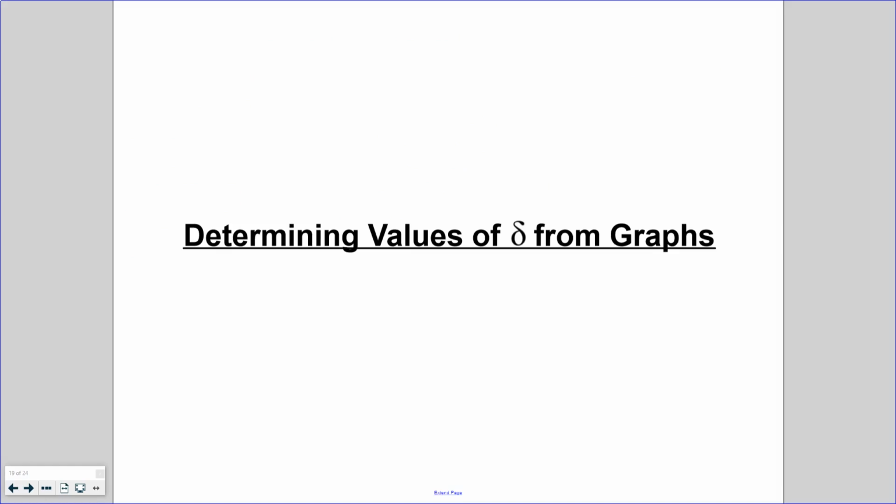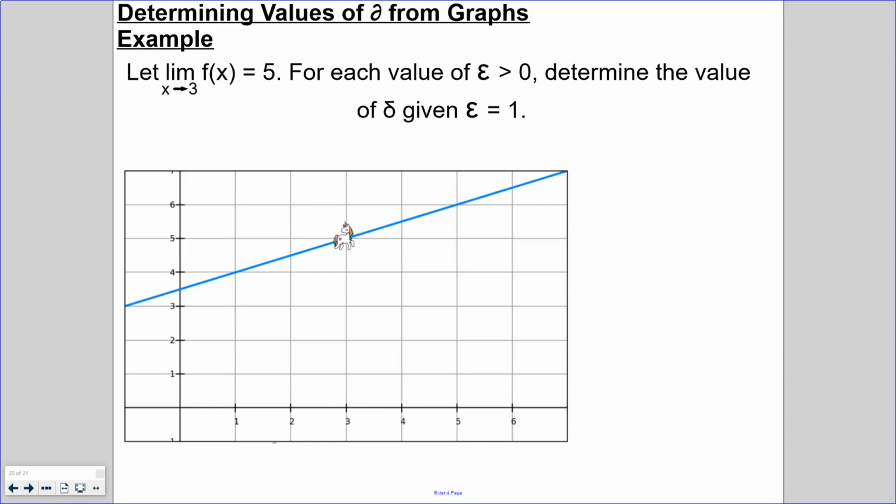Alright, so next up, we want to determine values of delta from graphs. So here, we're letting the limit as x approaches 3 of f of x equals 5. For each value of epsilon greater than 0, determine the value of delta given that epsilon is equal to 1. So let's talk about this for a second. We know that delta corresponds to our x values, and that epsilon corresponds to our y values. So basically, we're given our y values, and what we're trying to do is solve for x.